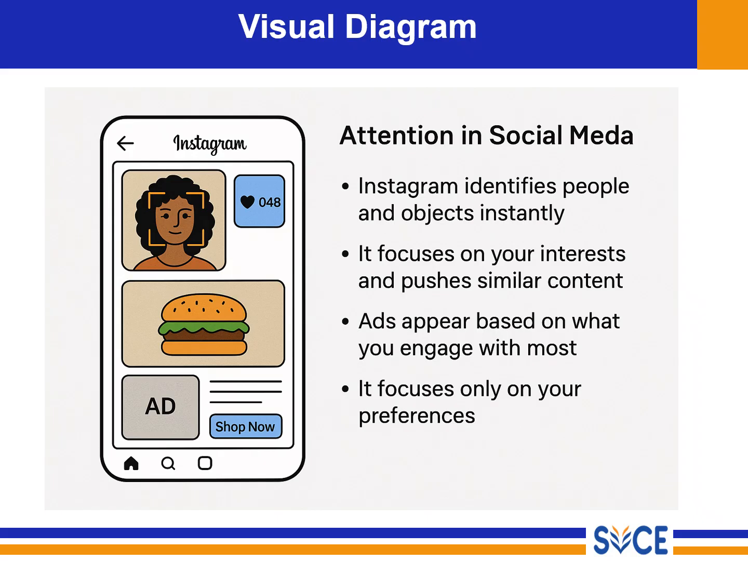See the visual diagram: attention and social media. Instagram identifies the people and objects instantly. It focuses on your interests and pushes similar content. Ads appear based on what you engage with the most. So it focuses only on your preferences.